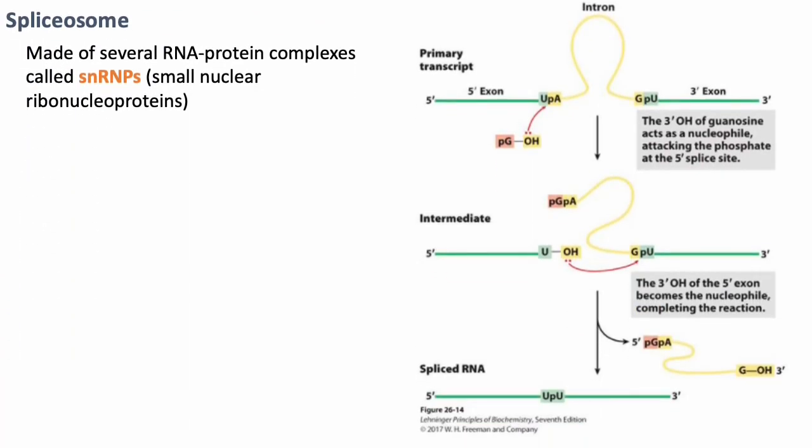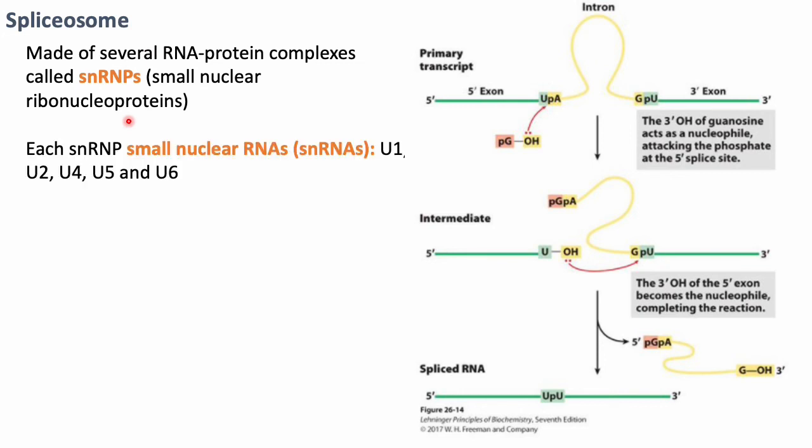So focusing now on the spliceosome. The spliceosome is made up of several RNA and protein complexes called snRNPs. These are small nuclear ribonucleoproteins. Each snRNP contains a small nuclear RNA, and there are several: U1, U2, U4, U5, and U6.